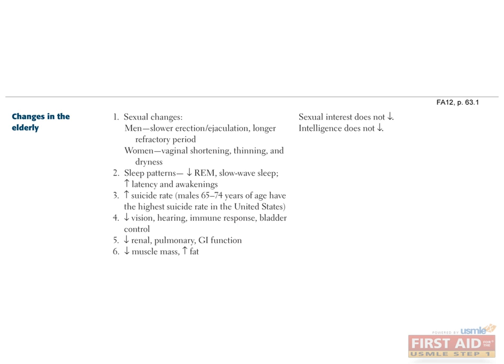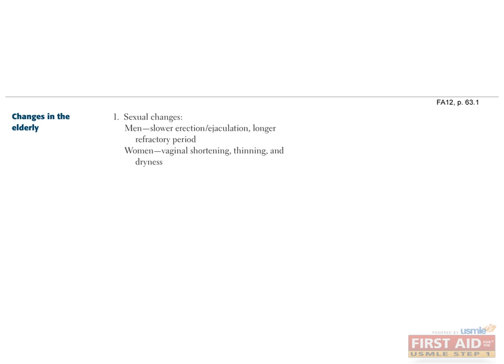Many changes occur with aging, and some of these associations may work themselves into a board's question. With regard to sexual function, men begin to have slower erections and ejaculations and a longer refractory period. Women begin to have vaginal shortening, thinning, and dryness due to decreased estrogen production after menopause. Does sexual interest decline with age? No, sexual interest does not decline with age.